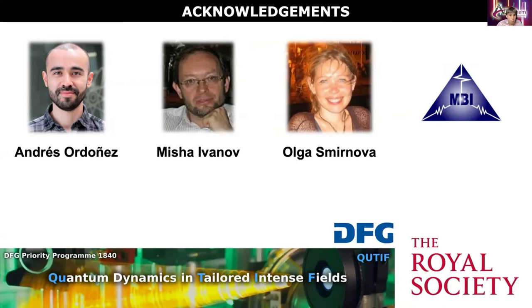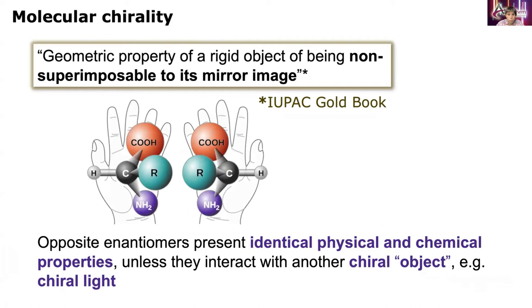Next slide. Okay, I can go through this very quickly after the previous presentation. So as Debobrata explained, something is chiral when it cannot be superimposed to its mirror image. And just like our hands, molecules can be chiral, and opposite versions of the same chiral molecule, like the one represented here, have identical physical and chemical properties unless they interact with something that is also chiral.